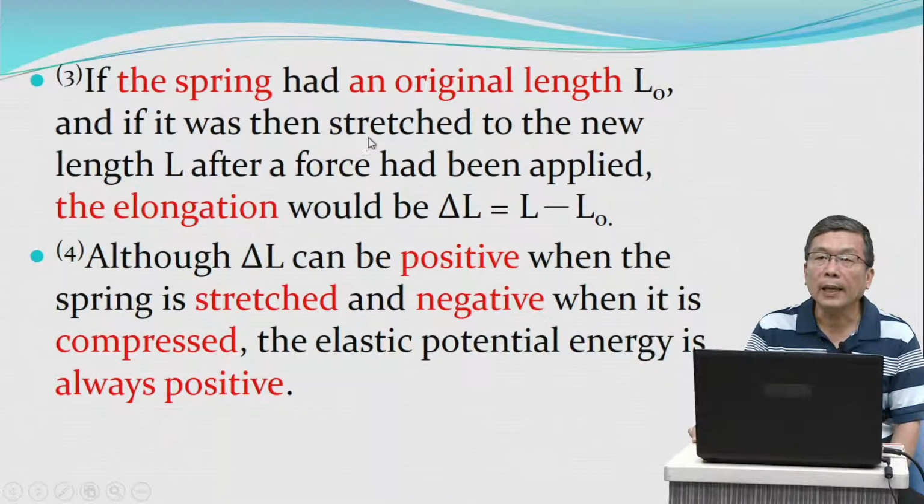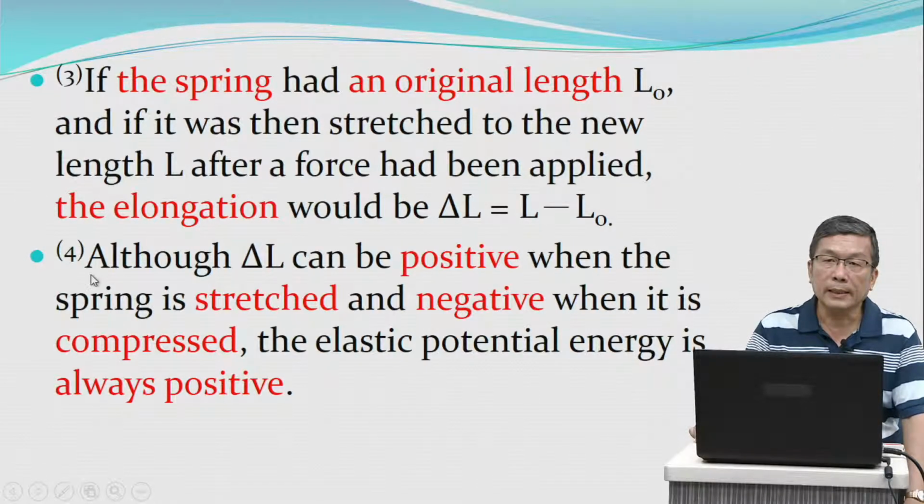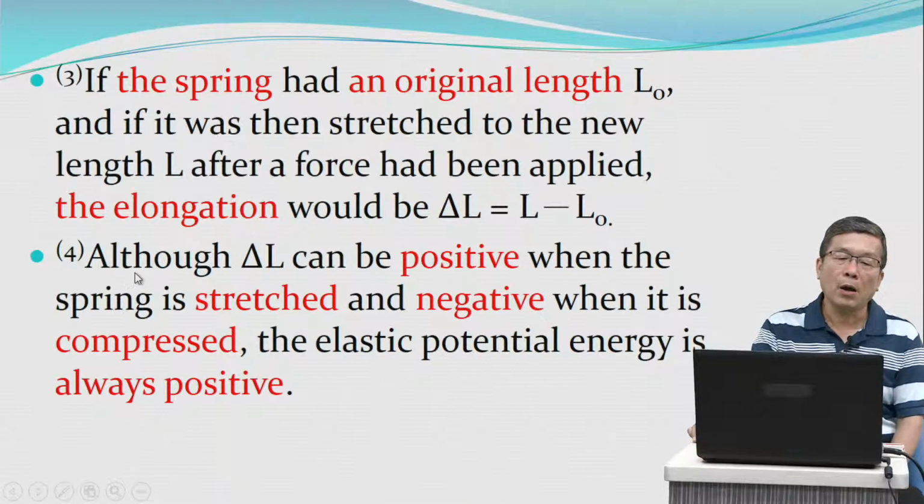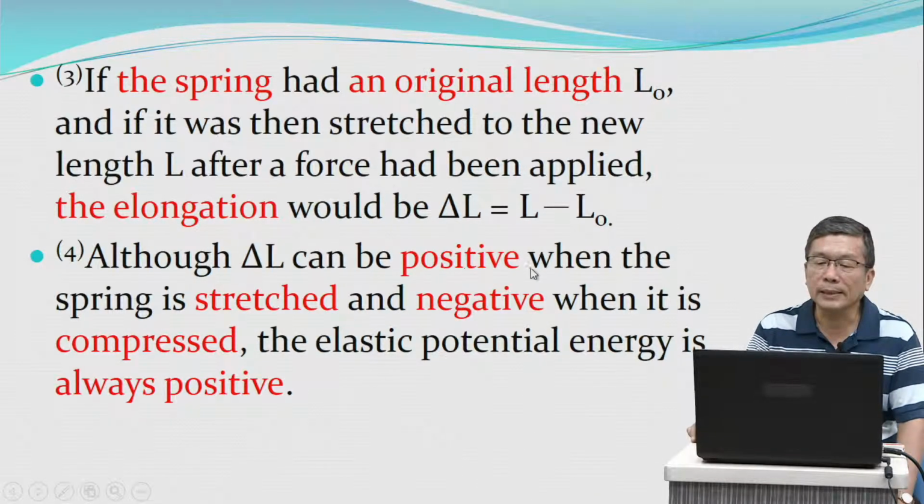If the spring had an original length L sub O, and it was then stretched to the new length L after a force had been applied, the elongation would be delta L equals L minus L sub O. Although delta L can be positive when the spring is stretched and negative when it is compressed, the elastic potential energy is always positive.